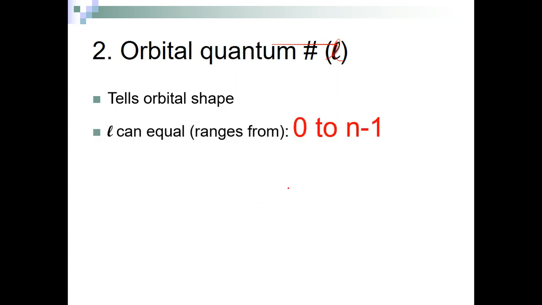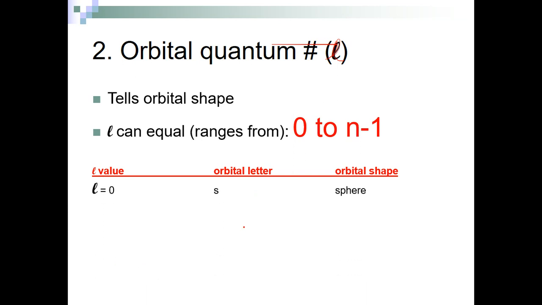The values for L can range from 0 all the way up to N minus 1. Now remember, we just talked about N, and N is your principal quantum number. So the values for L do depend on the value for N. Every quantum number is dependent on the quantum number immediately prior to it. There's actually 4 values for L that we need to be familiar with.